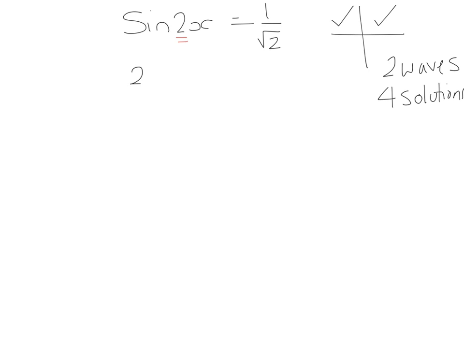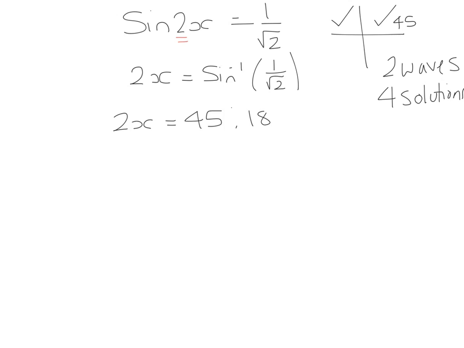Right, we carry on by taking the inverse. So it's sine to the minus 1 of 1 over root 2, and we end up with 2x equal to 45 when we do the calculator. So that's our first quadrant. So we need to also find our second quadrant, and that's going to be 180 minus 45.